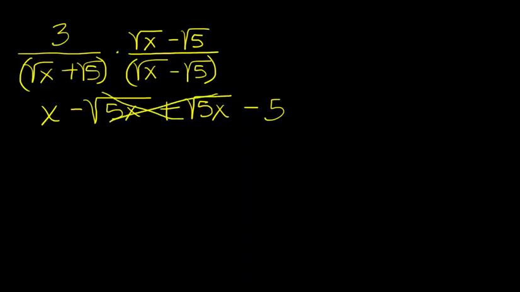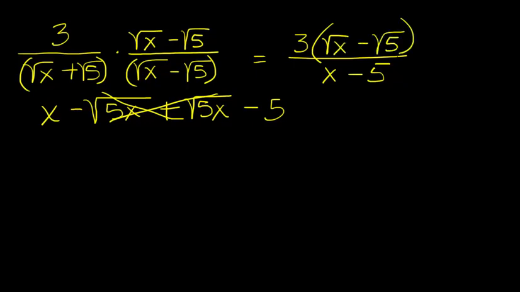Again, those middle terms drop out. Our denominator is then x minus 5. Our numerator, we have this 3, and we are taking it times that conjugate, which was square root of x minus square root of 5.